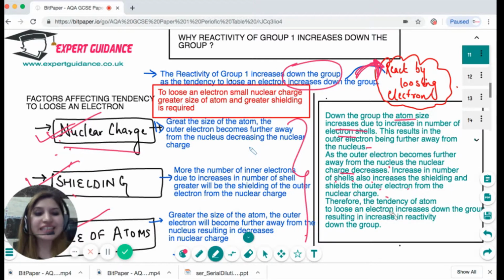Therefore, the tendency of an atom to lose an electron increases down the group, resulting in increase in reactivity down the group. Okay, so remember, in group 1 you need to know the reason why the reactivity increases down the group, and I hope now you're able to answer that.